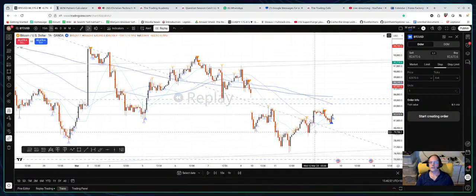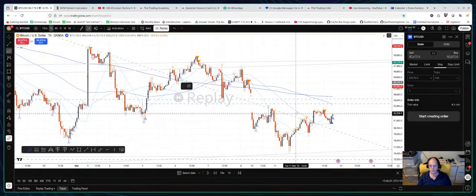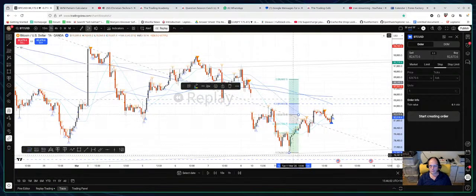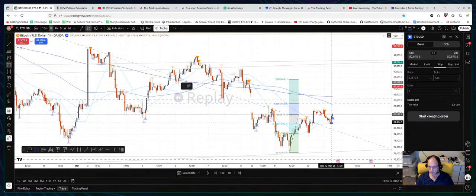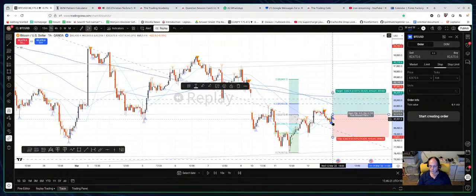So what are the chances of it getting back up there? Where's the target? There's two weekly trend lines here, which will stop it going down there hopefully. And we want to get up to here. So if we go in now, can we get a 1-to-1 risk on that?